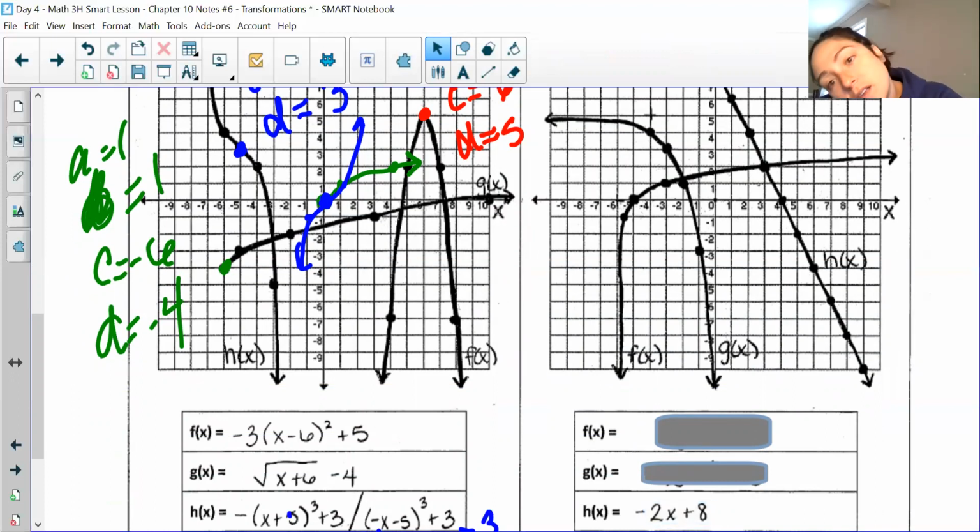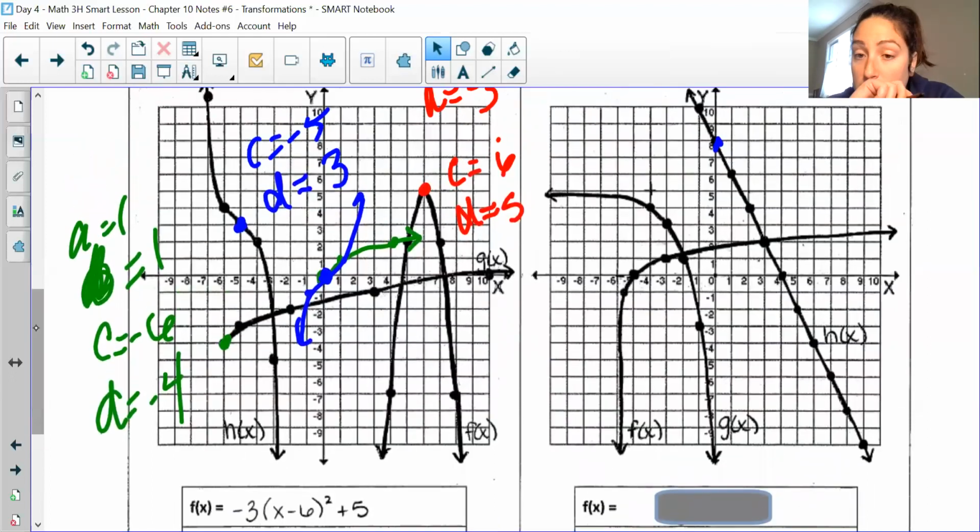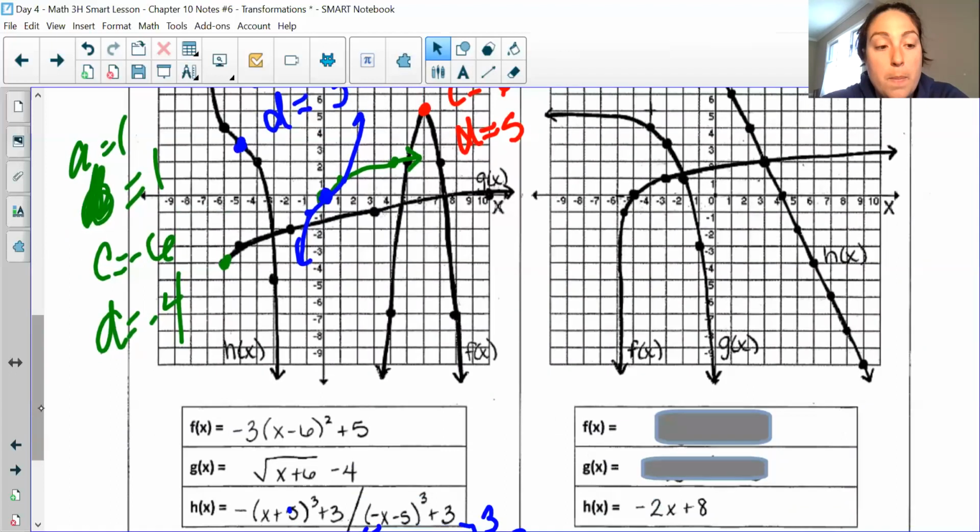G of x looks like it is an exponential equation that's been reflected over the x-axis because we have a horizontal asymptote. And looking at the values, let's see what our change is. It looks like we have right 1, up 1, right 1, up 2, right 1, up 4. So that looks like we have a base 2, or 2 to the x power.